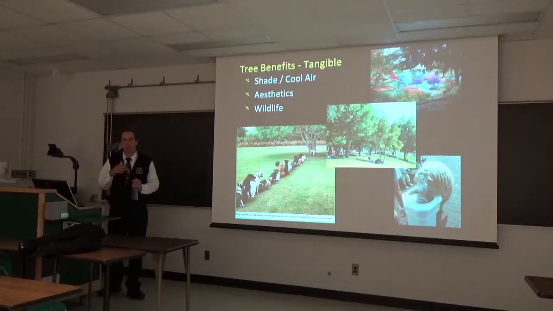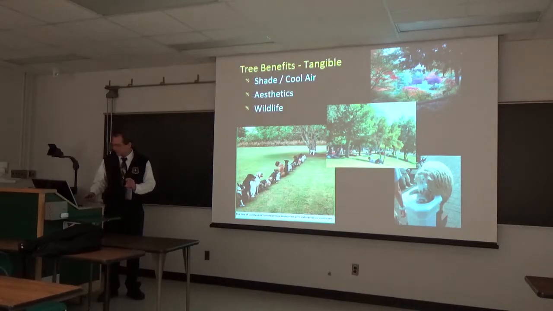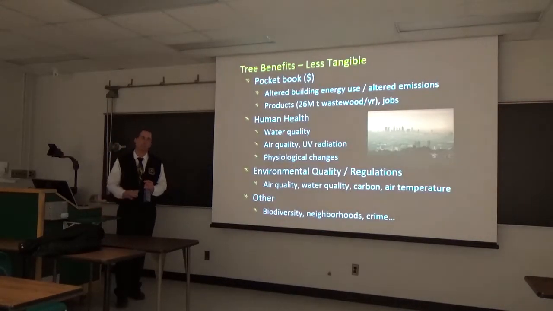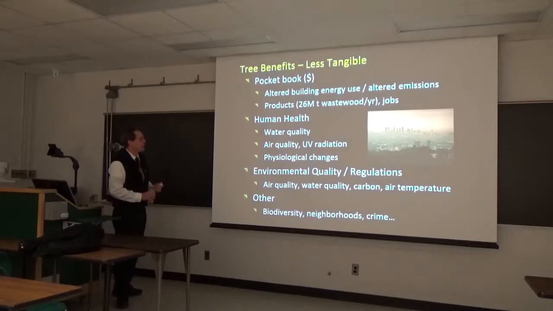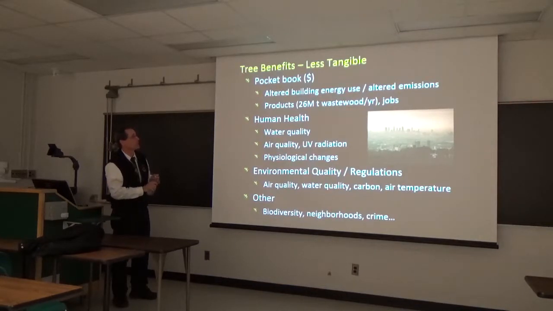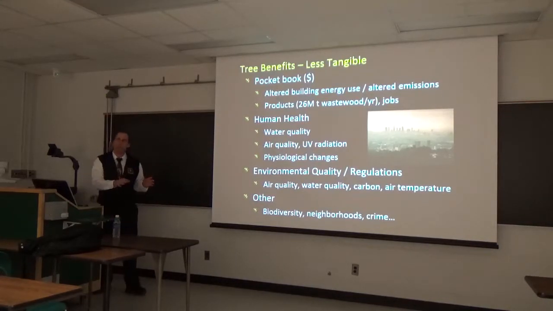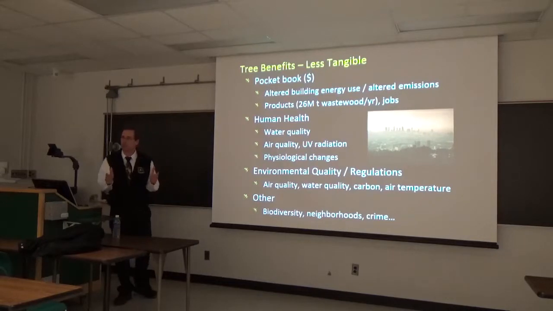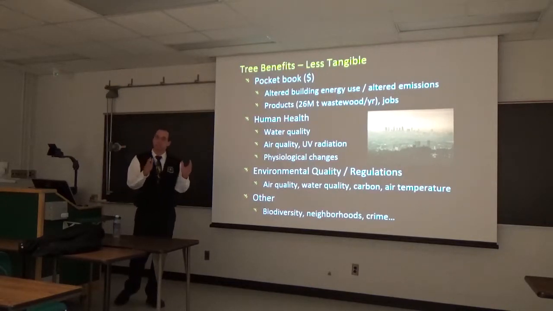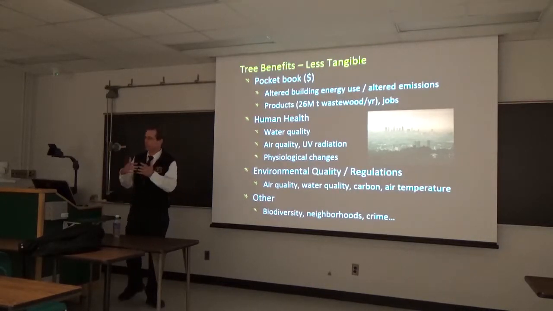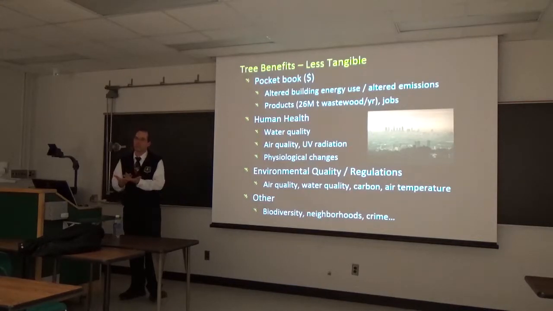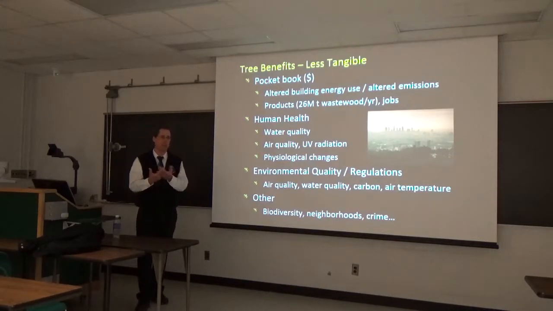The question is, if you want them to perceive that value, what are these other things that are less tangible that people need to understand? So I broke them into about 4 different categories here. One is pretty easy to sell because it's directly to their pocketbook, which is altered building energy use. If you change the trees around the building, you change the shade on the building, you change the temperatures, you affect the energy use in the building. Typically, in the summertime, it's a reduction in energy use. In the wintertime, it can be a positive or negative energy use.